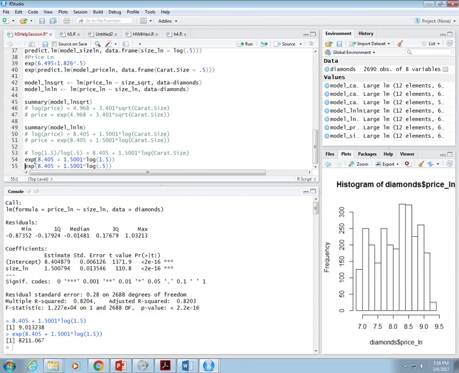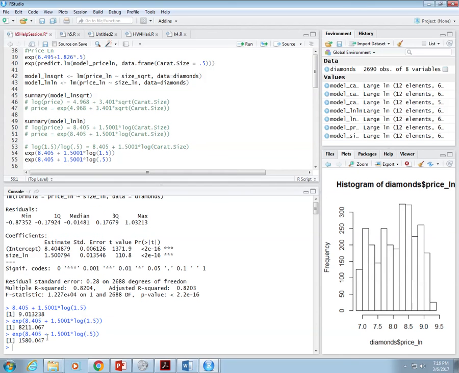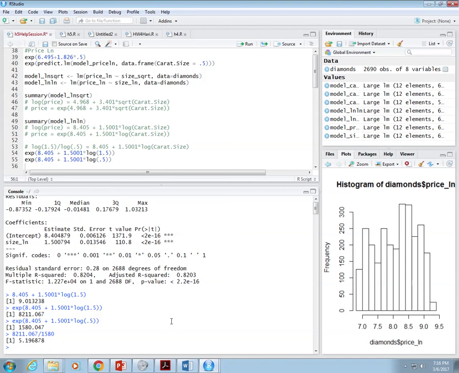So that's the price of the 1.5 carat diamond, and this is the price of the 0.5 carat diamond. And if we look at how many times bigger that is, it's 8. This divided by that, right? And it's 5.196. And the way we get to that is it's exponential. It's 3 times bigger times the log of the coefficient, 507.